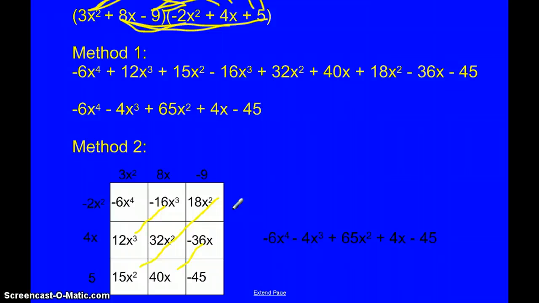Alright, so this is our multiplying stuff. You are going to need to make sure you can do all those types of problems, binomials times binomials and trinomials times trinomials.